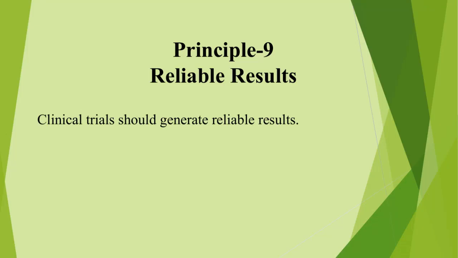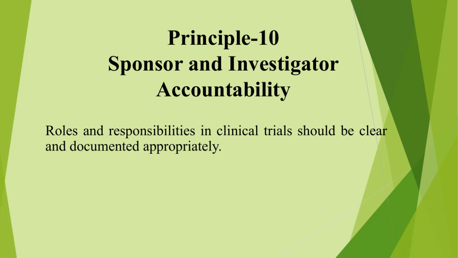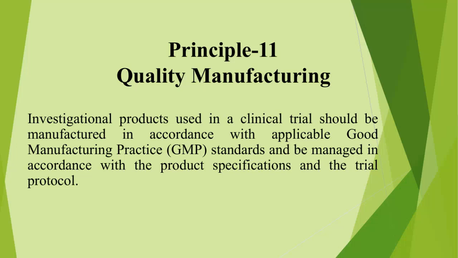The ninth principle is about reliable results. Clinical trials should generate reliable results. The 10th principle is sponsor and investigator accountability. Roles and responsibilities in clinical trials should be clear and documented appropriately. The 11th principle is quality manufacturing. Investigational products used in a clinical trial should be manufactured in accordance with applicable good manufacturing practice, GMP standards, and be managed in accordance with the product specifications and the trial protocol.